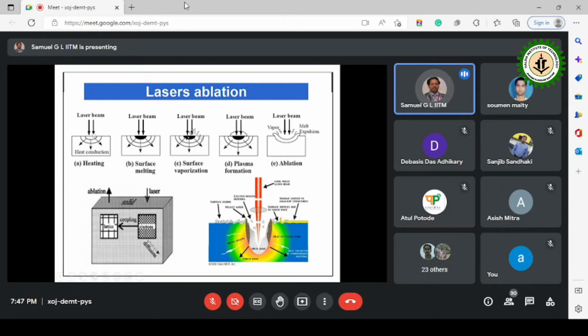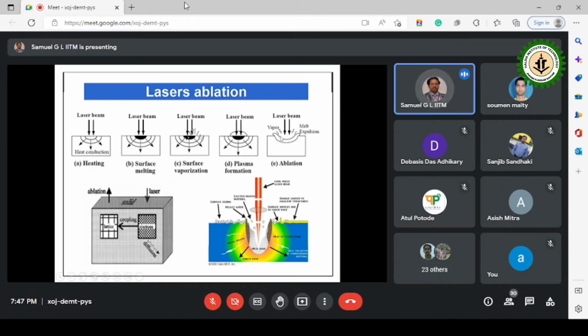How it is done is, when you put the laser beam, some of the heat is absorbed, and then the heating takes place. Then the surface will melt. After that, the whole surface will vaporize, and then it forms a plume and a balloon, which is called a plasma.